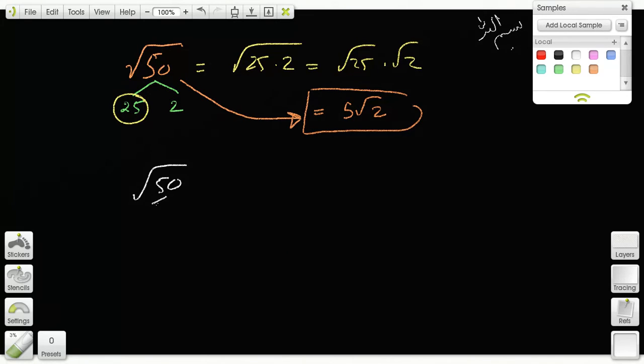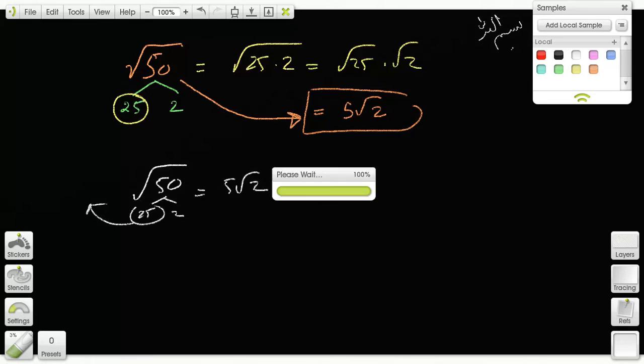I'm going to divide this into factors: 25 and 2. The 25 is going to come out, and that's going to be 5 times square root of 2. Do you understand that? You can do it the other way too.